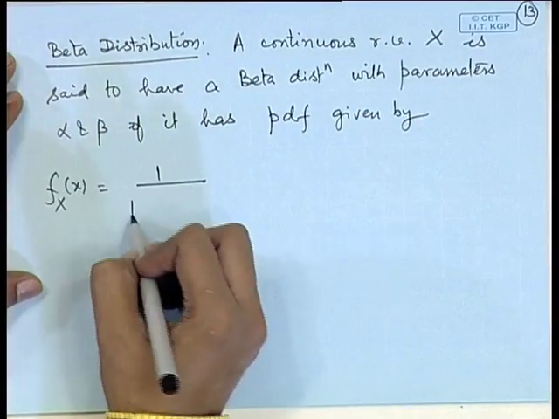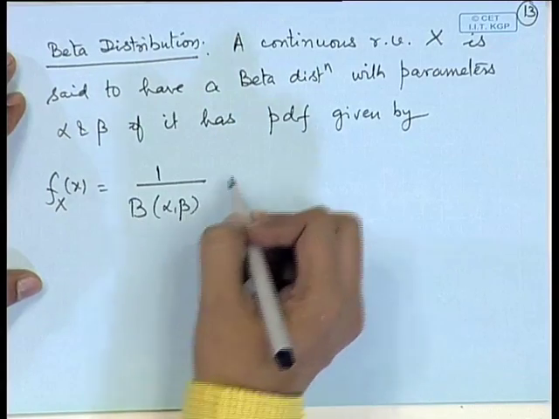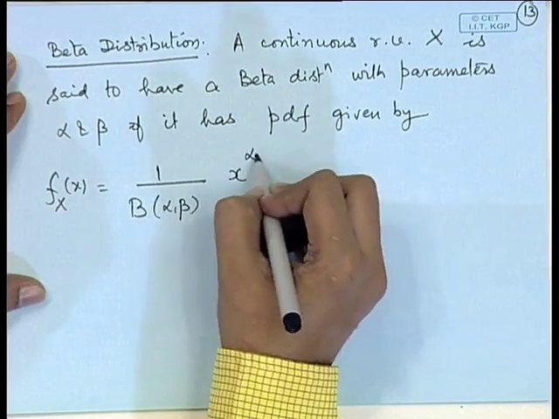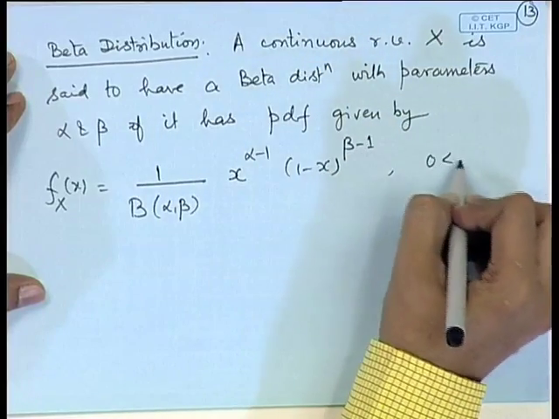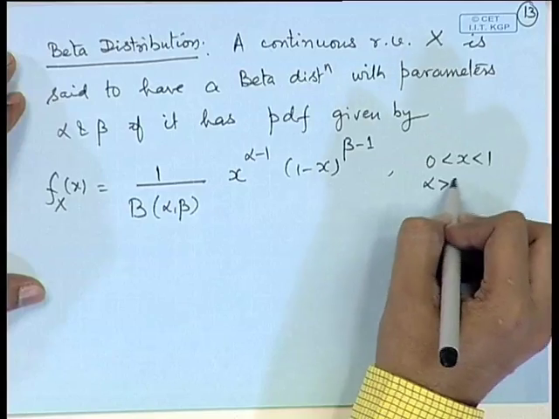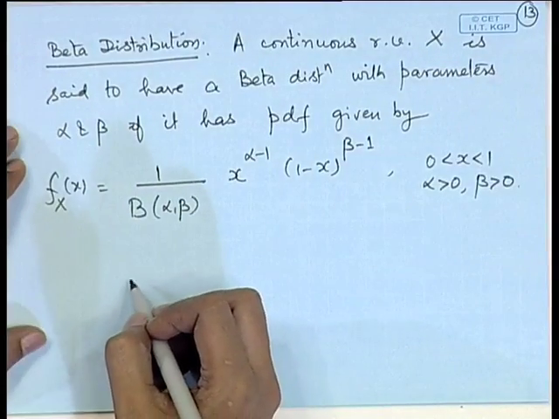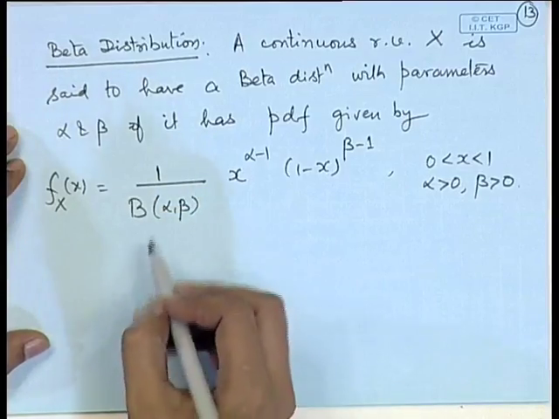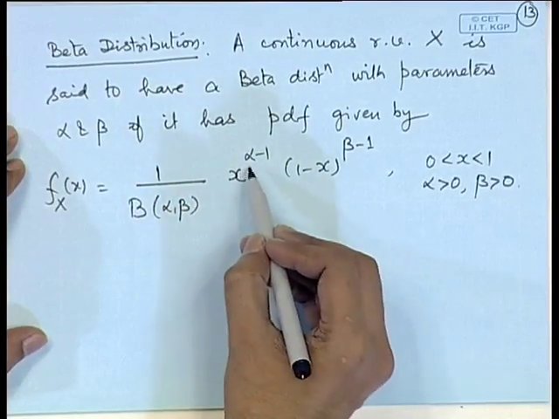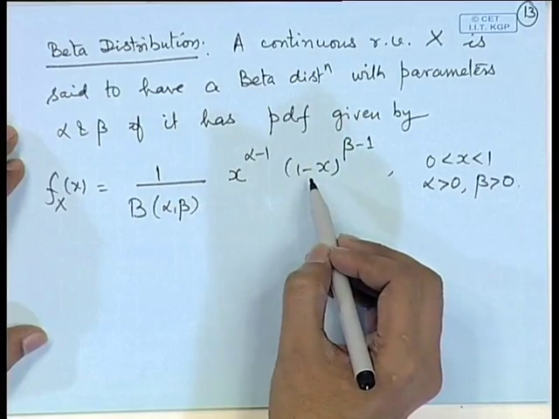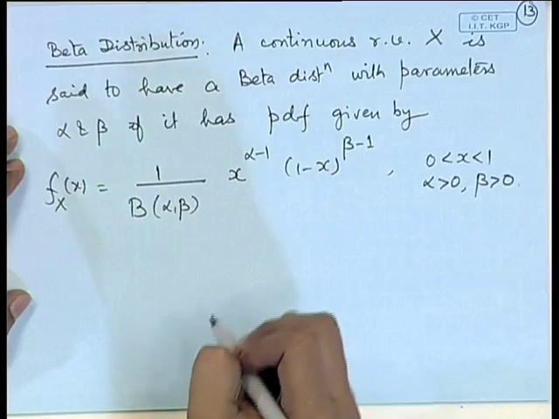1 by B(alpha, beta), where B denotes the standard beta function, x to the power alpha minus 1, (1 minus x) to the power beta minus 1, for 0 less than x less than 1, alpha positive, beta positive, and 0 otherwise. Obviously, this is called the beta distribution because it contains a beta function here. The integral of this will give you B(alpha, beta), therefore the ratio will become 1.